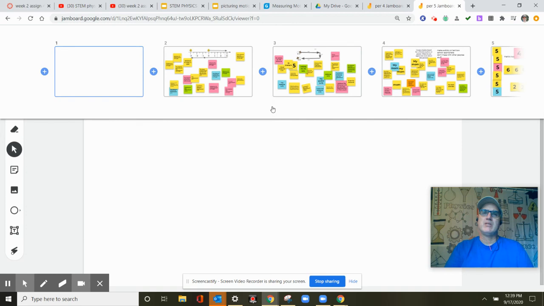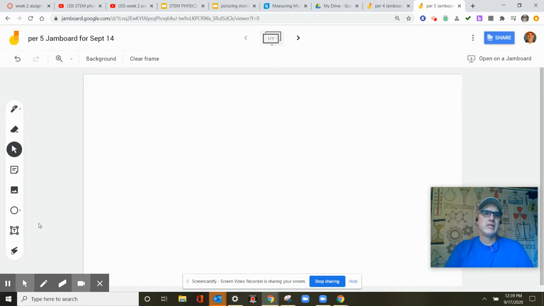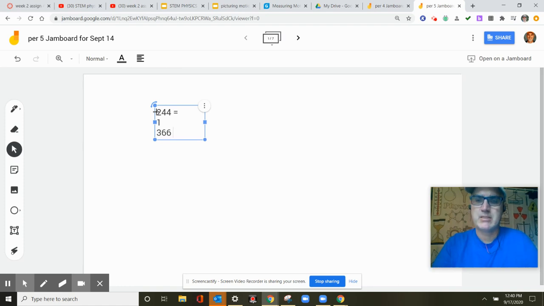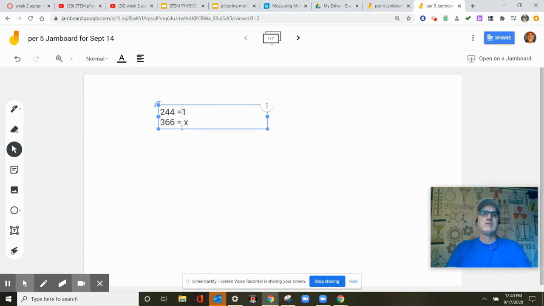Right now, this is just an advanced level for this. We could say if 240 is equal to 1 second, then 366 is equal to X seconds, right? So we can see we have a little proportion here. And just to make this work out better, we're going to put that one on top.